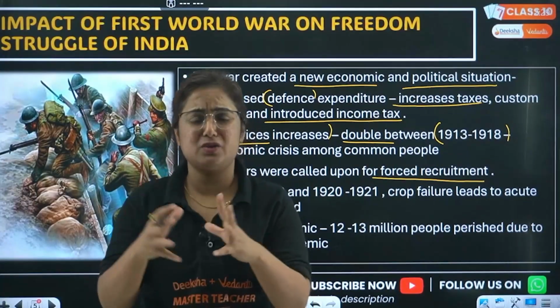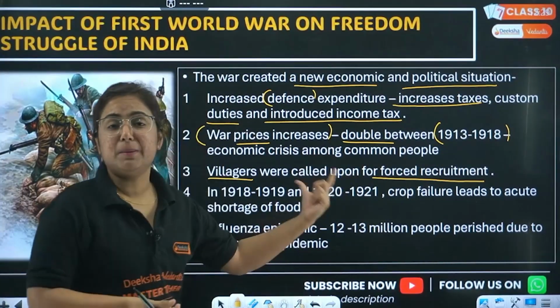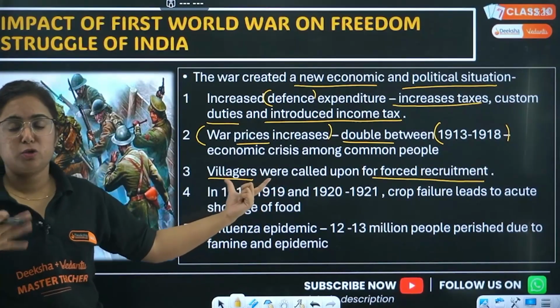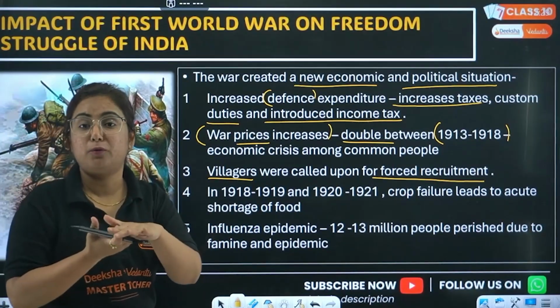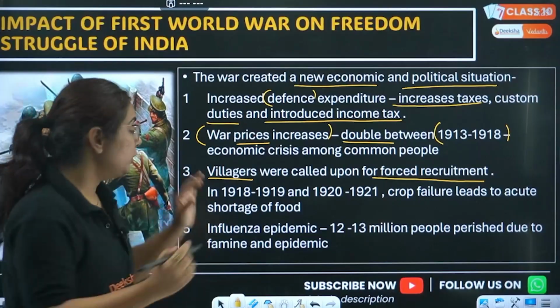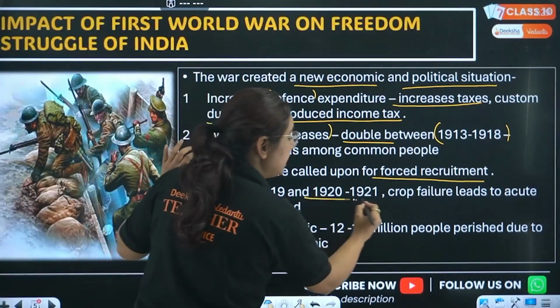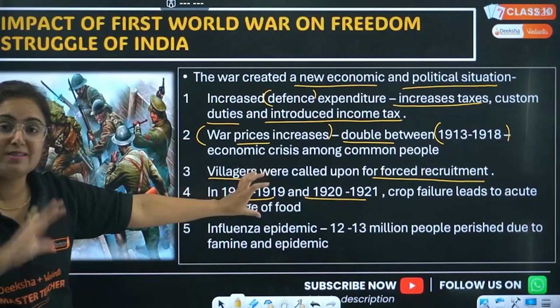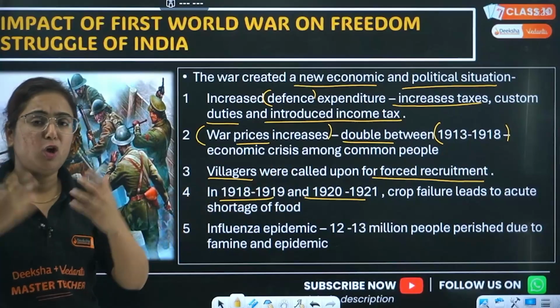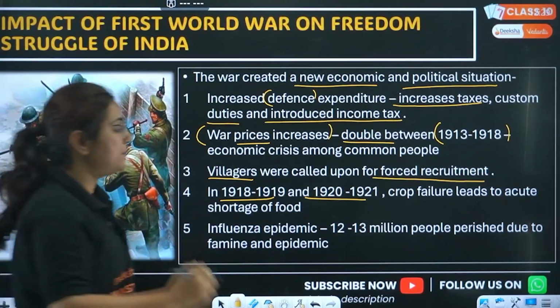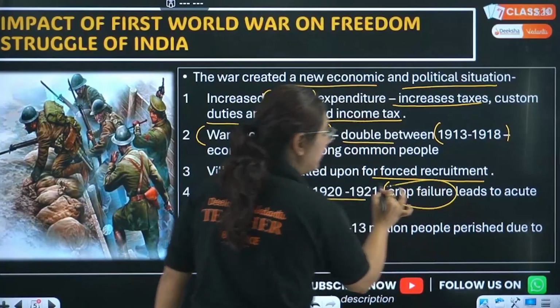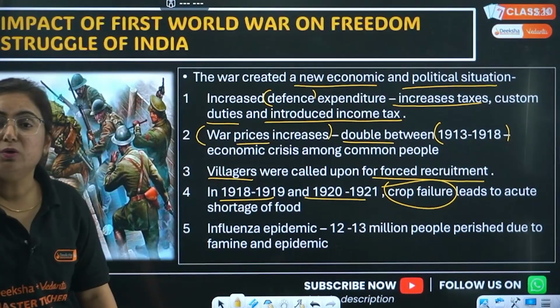and a lot of pressure was created on them to be part of the soldiers, to be part of the army fighting in the war. So third is, beta, what? Forced recruitment. Do you know what happened during this period? Because they were focusing more on the war, they were not focusing on agricultural development and a lot more things. What happened? There was a lot of crop failure, which leads to acute shortage of food.